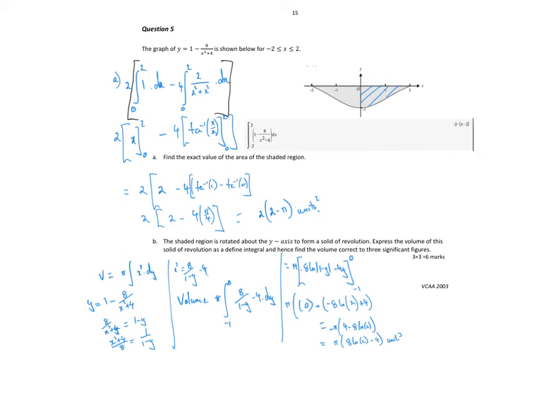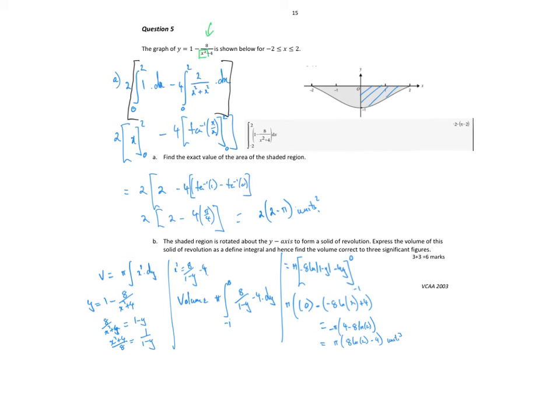Moving along. Question 5, another area, or volume is it? First, an area. Find the exact area of the shaded region. So as soon as we see it's an even function, yeah, it doesn't matter whether I put in positive x or negative x, I'm going to get the same function. And you can see it from the symmetry of the graph.